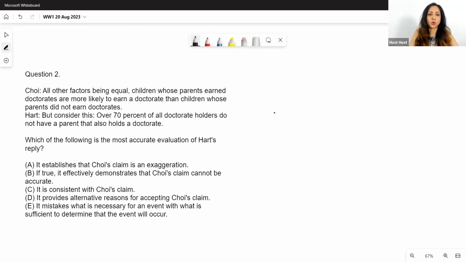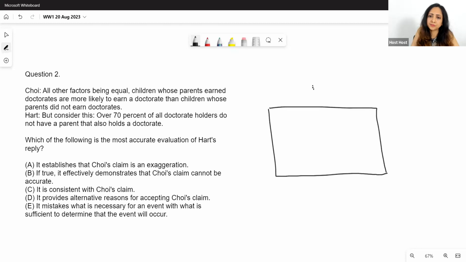All other factors being equal, children whose parents earn doctorates are more likely to earn a doctorate than children whose parents did not earn doctorates. Okay, so then again, let's make a universal set of all parents. We're talking about all parents, and we're dividing them into two categories. Some have doctorates and some do not have doctorates. And these two take care of all the parents, right?